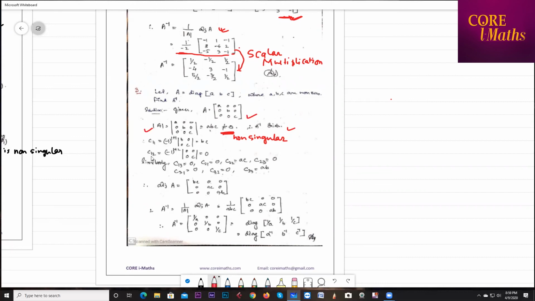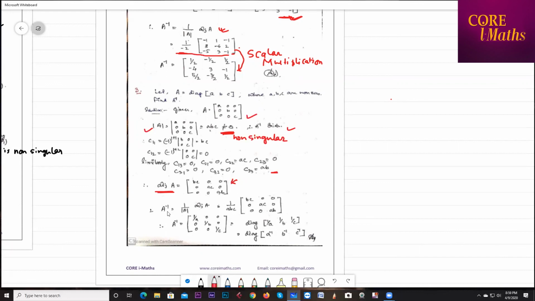Then you have to find out C11, C12 in this way up to C33. Now use the formula of adjoint A. In place of the element, put the cofactor values: BC 0 0, 0 AC 0, 0 0 AB, right? So here I have directly written the adjoint, and this is already in the transpose form, right?